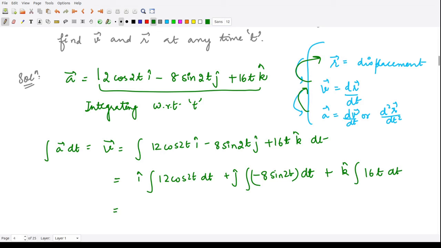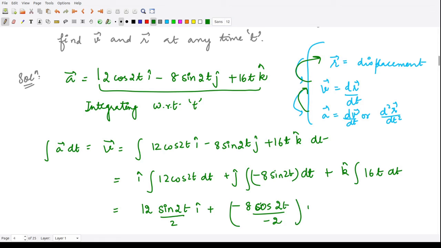So we have to find out its integration. That is simple. The integration of cos 2t is sin 2t by 2. So you have sin 2t by 2 i cap, plus here its integration would be minus 8 (integration of sin is cos 2t by minus 2), right?